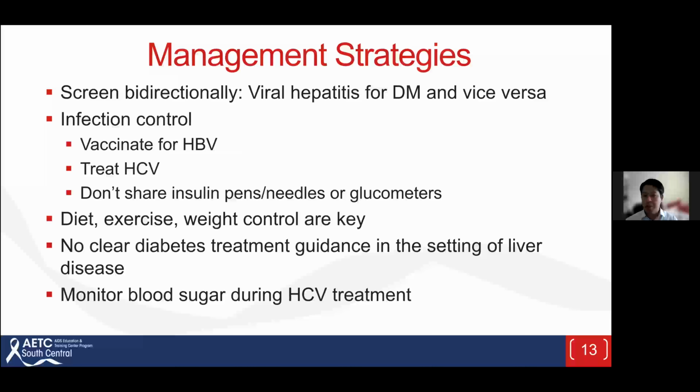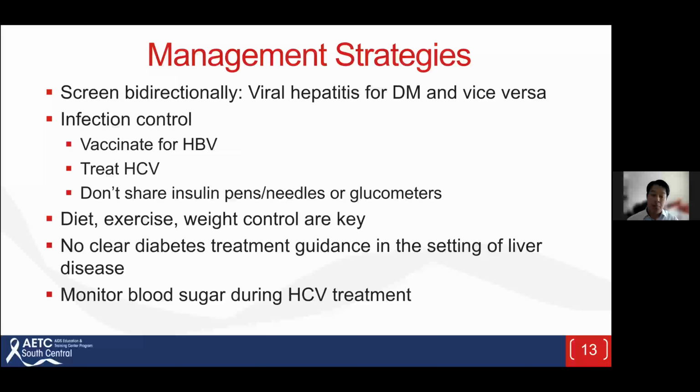When it comes to treatment, first things first is lifestyle modification: diet, exercise, and weight control. This is really what's going to reverse this process. And then there's really no clear diabetes treatment guidance. We'll talk about what some of the preferences are, and this is starting to change. I think in the 2025 guidelines, we really start to consider liver disease and diabetes together, and we'll discuss this a little bit further on.